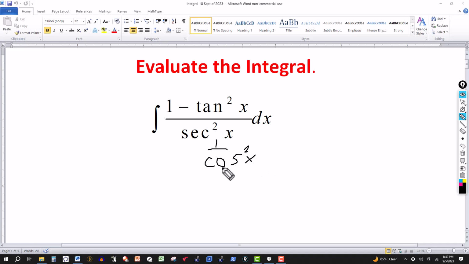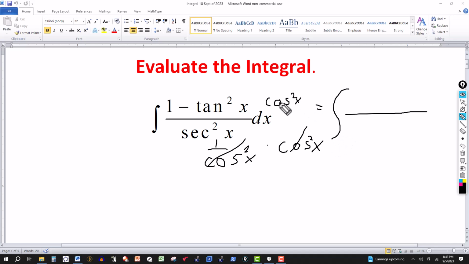And so I can cancel this out if I multiply the denominator by cosine squared. And that's legal as long as I multiply the numerator by the same thing. So multiplying up here by cosine squared, this and this cancel out. And I've got the integral of, multiplying this out in the numerator, cosine squared of x times 1 will give me cosine squared of x.